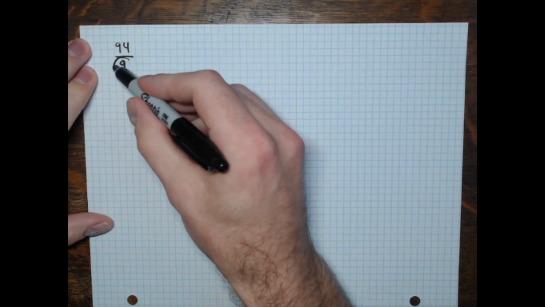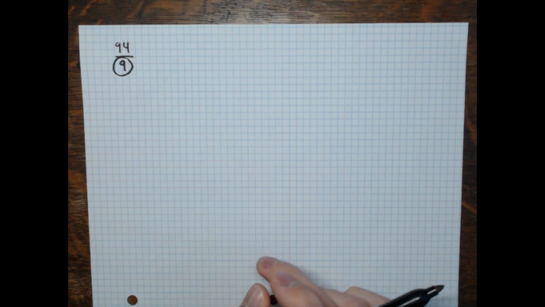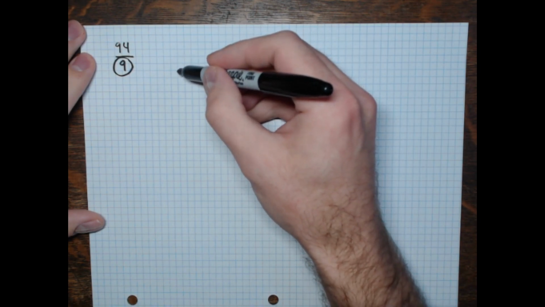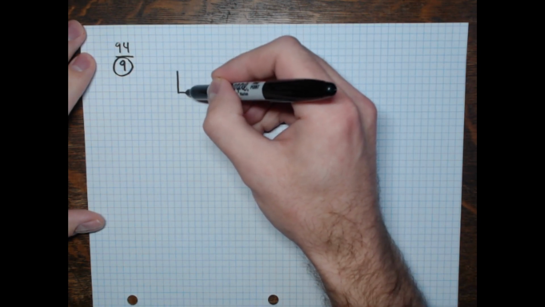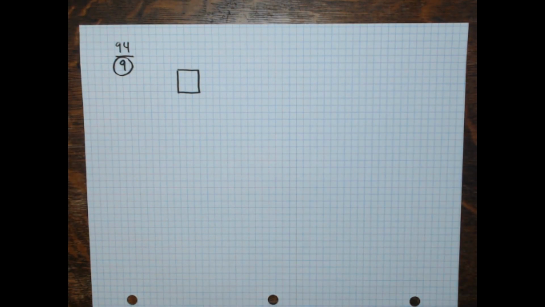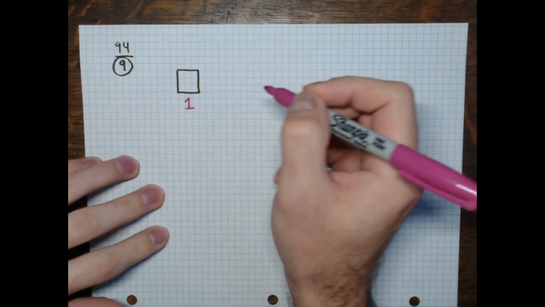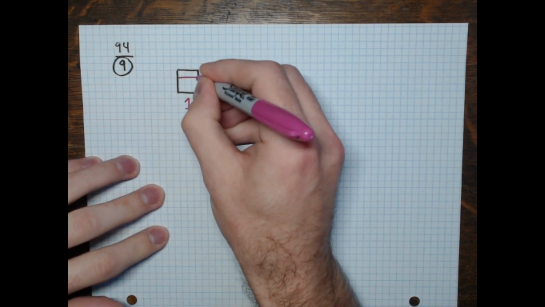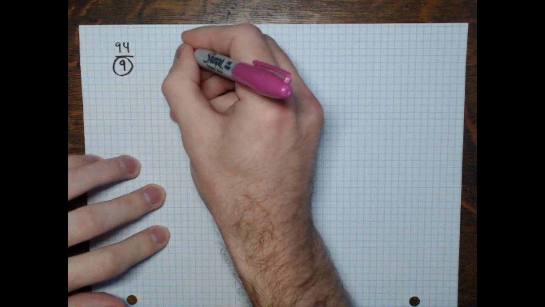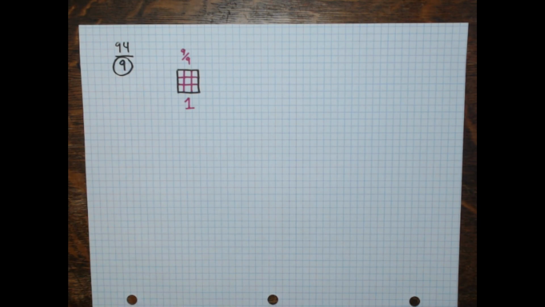Again, the denominator is 9 here, so I'm going to draw a shape that's broken up into 9 equal pieces. Now you could do a 1 by 9 rectangle. I'm going to do a 3 by 3. This will give me 9 little squares inside of it. So here's 1 unit, that's what I'm going to call 1 unit. And you see how inside there are 9 little pieces, 9 equal pieces. So this is 9 out of 9 here. I'll shade all of them in a second.